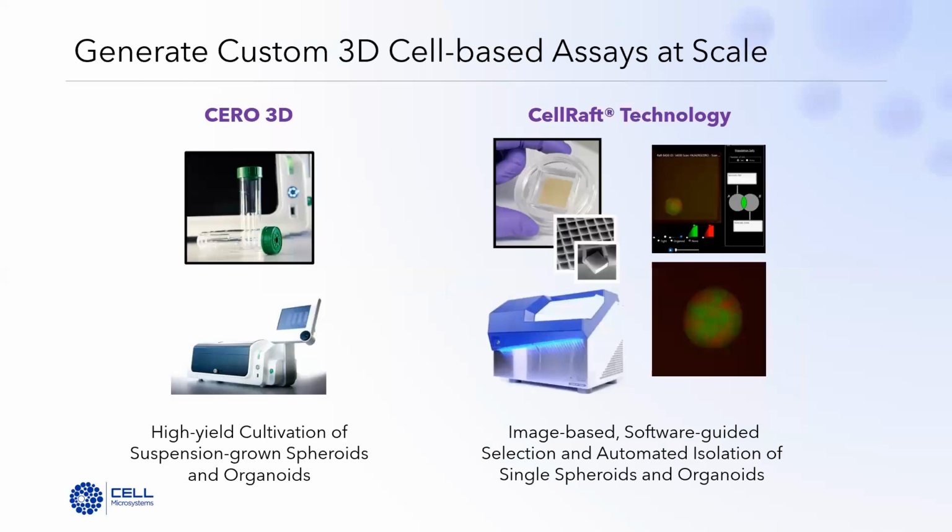And that's where the CellRaft technology really shines. Using the CellRaft technology, we can culture spatially segregated organoids, either seeded from those preformed cultures or grown directly on our CellRaft array. And then we can isolate those single organoids into 96 well plates for downstream use. For the remaining time of the webinar, I'll be showing you how we use the CellRaft technology and how you can leverage it to generate those custom assay plates at scale.